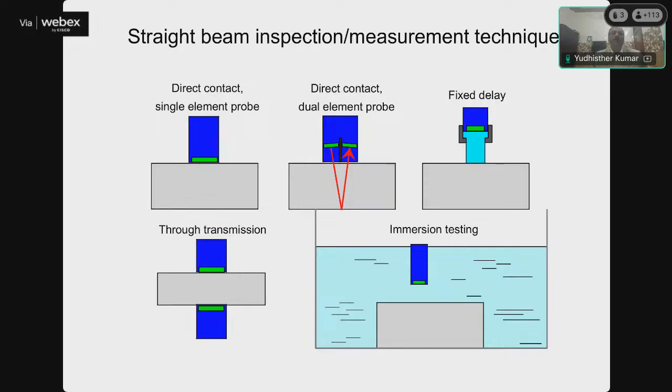This is a comparison of direct contact dual element, direct contact single element or pulse echo method, this direct contact fixed delay method, and this is through transmission using two transducers. Again, immersion testing uses a single transducer over the test material. So the slide shows the comparison of all these methods, which are used for different applications.